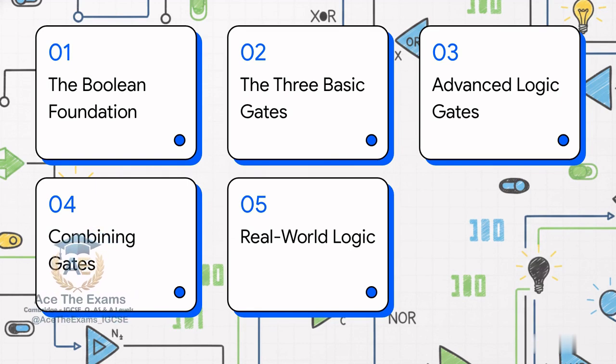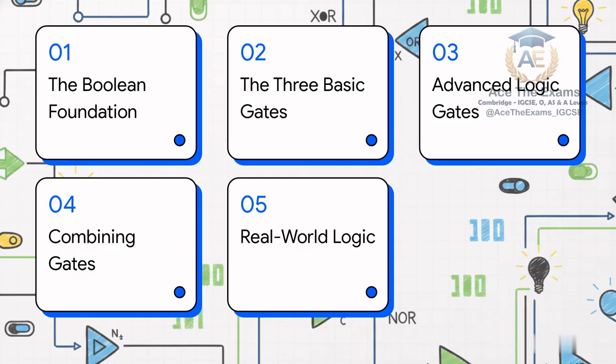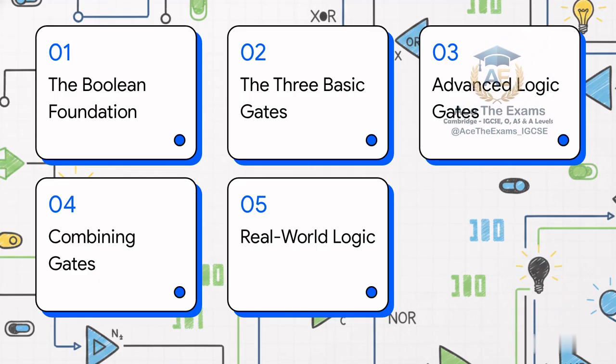We'll start at the absolute ground level with the Boolean foundation. Then we'll meet the three basic gates. From there, we'll upgrade to advanced logic gates, learn exactly how to stitch them together into combining gates into circuits, and finally, look at real-world logic systems so you can crush those scenario-based exam questions.